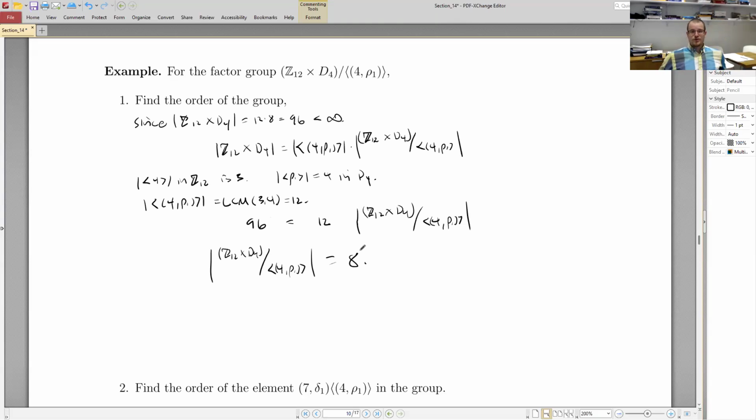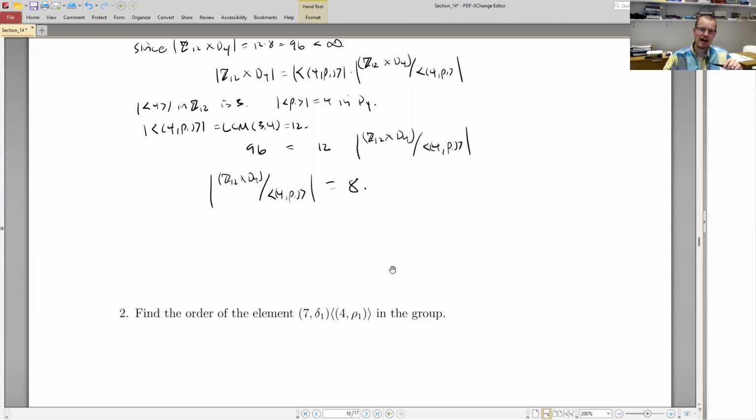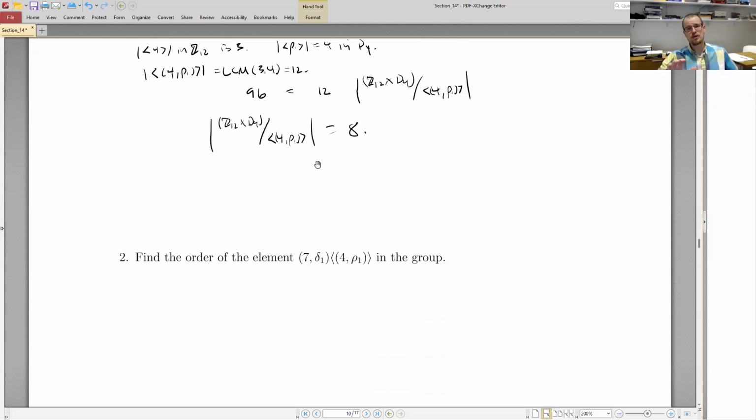Now you might be asking, what do those 8 elements look like? Can we do the same thing as the previous example, where we write all of the elements in Z12 direct product D4 and then say these are in one coset and these are in another coset? Well, you could if you wanted to, but that would be writing out all 96 elements. I'm not particularly interested in doing that. That'd be very time consuming. You could, but it's not necessary. We don't want to rely on that. So we have answered the question of what is the order of the quotient group.